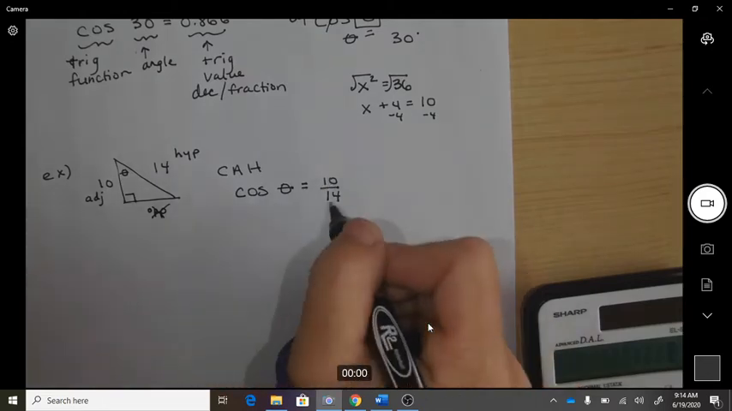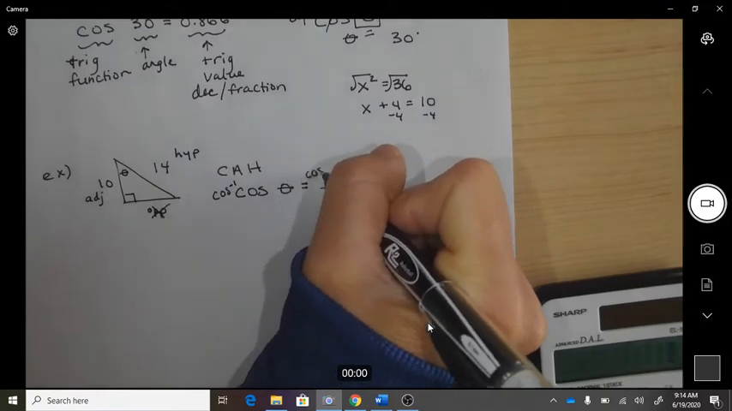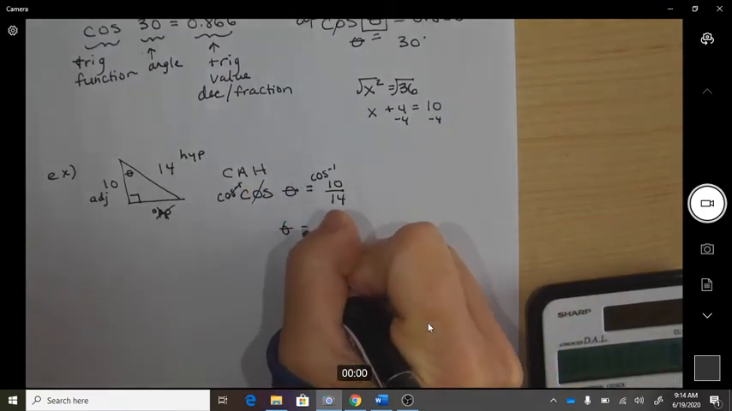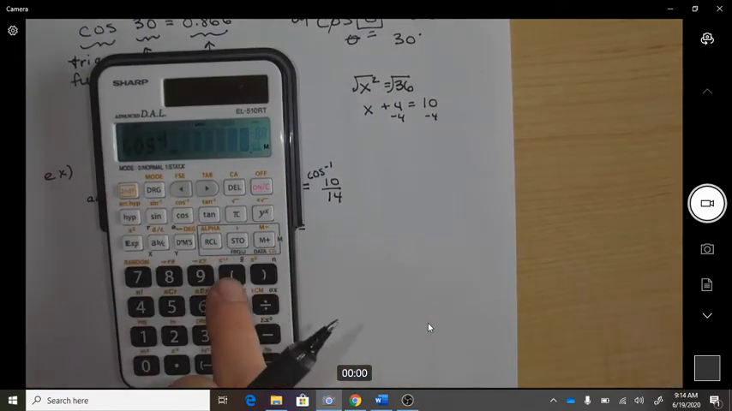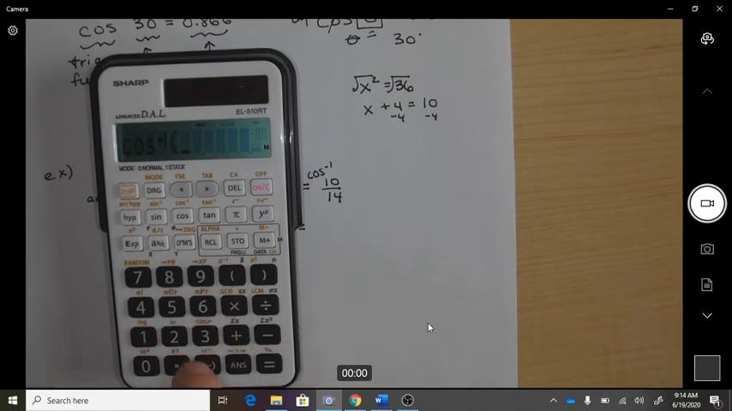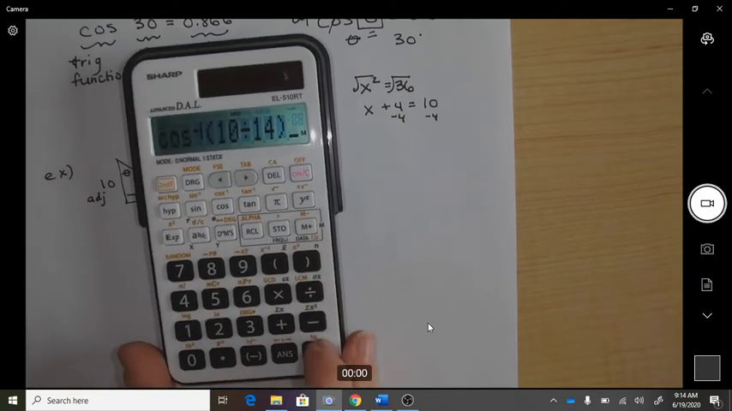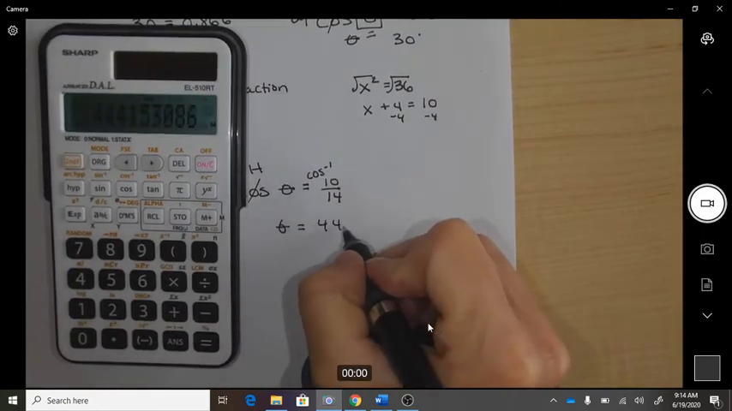Okay, so how do I solve this? I'm going to cos inverse both sides. Alright, so I'm going to go second cos. This time I'm doing a fraction, so I'm going to go bracket 10 divided by 14 equals 44.4 degrees.